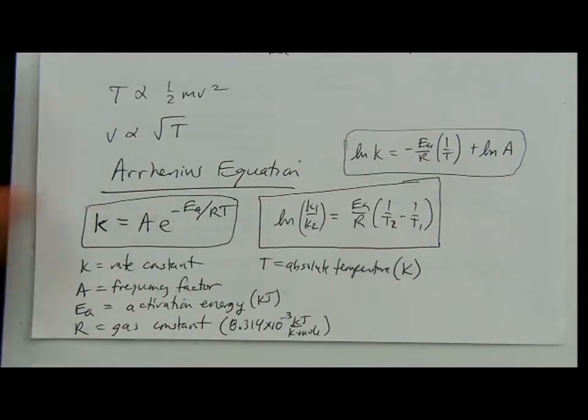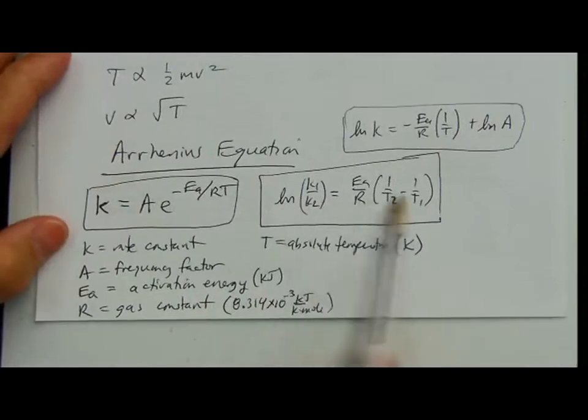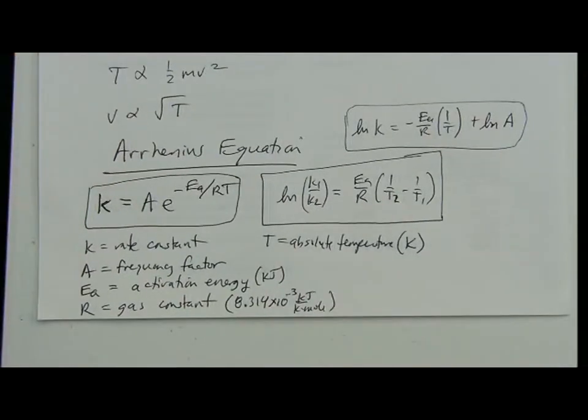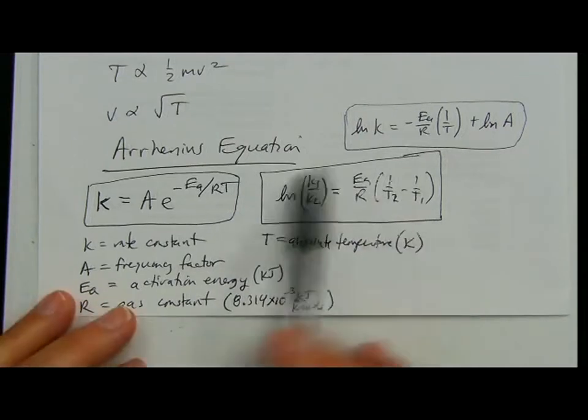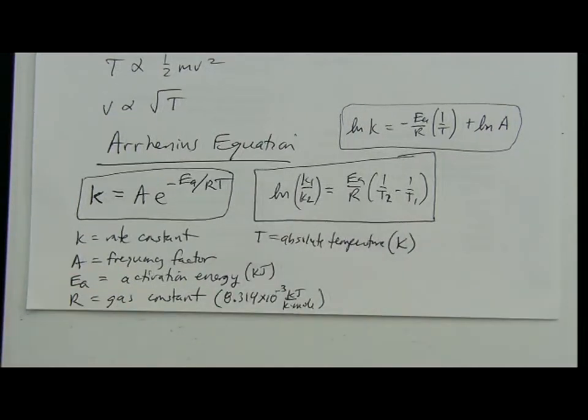The one we'll probably use most often is this one, right? Because normally in problems you've got 5 variables, and you're normally given 4 of those variables, and then you solve for the 5th one. Oftentimes you'll be given 2 rate constants at 2 different temperatures, so you can solve for the activation energy.